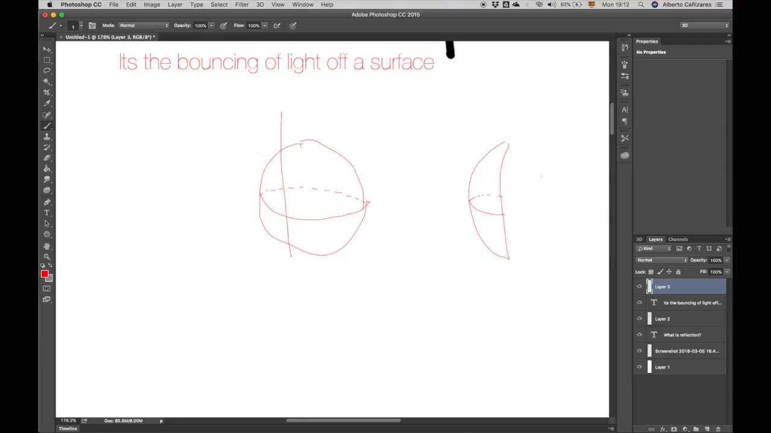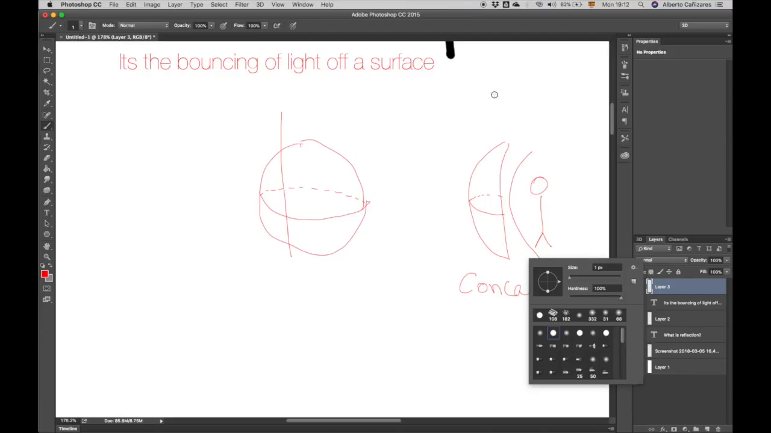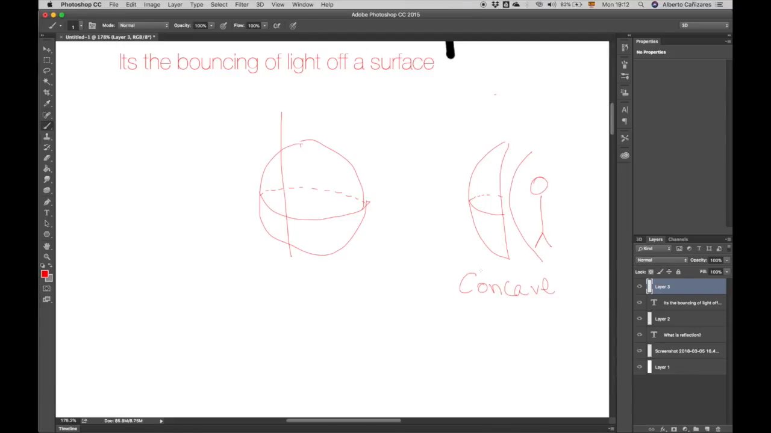So you could look here, and if you see yourself in it, this looks like a cave. If it looks like a cave, we call it a concave. So if you have the inside of a cave-like mirror, then we call that a concave mirror. Now that's easy to remember because it says cave.